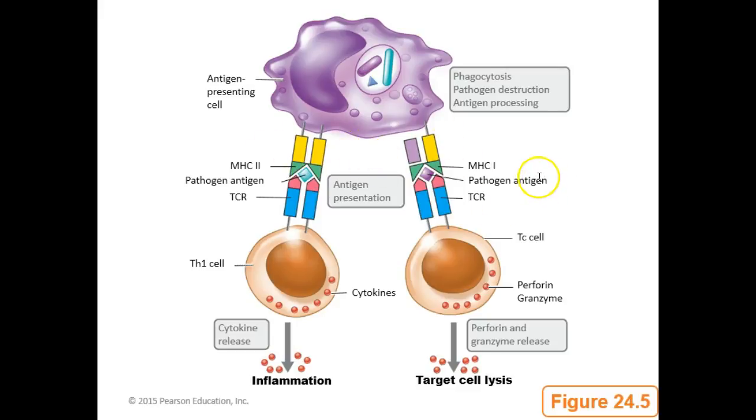If and only if a T cell receptor recognizes antigen presented in this protein called MHC, then the cell is stimulated to release chemicals. And the chemicals released have to do with the type of T cell stimulated. And the type of the T cell stimulated has to do with which type of MHC the antigen's been presented in.